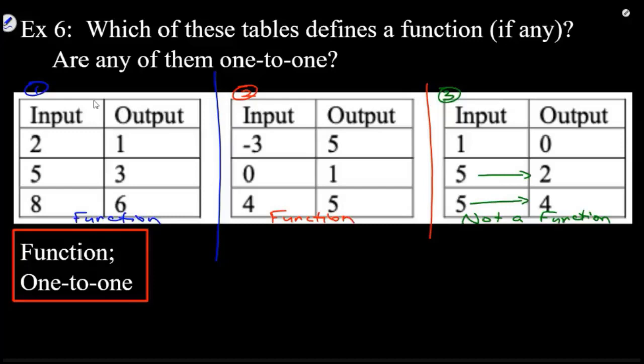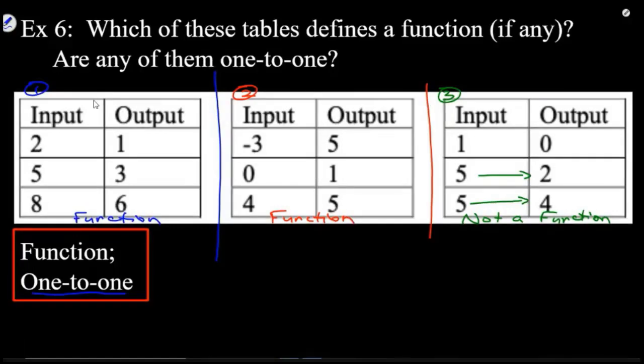Okay, well, obviously I've given away the answer on the first one, but how do we know it's one-to-one? Well, one-to-one means that every input goes to a different output. So 2 goes to 1, 5 goes to 3, 8 goes to 6. If all of these, 1, 3, and 6, are different, then we know that that's going to be one-to-one because every input is going to a different output.